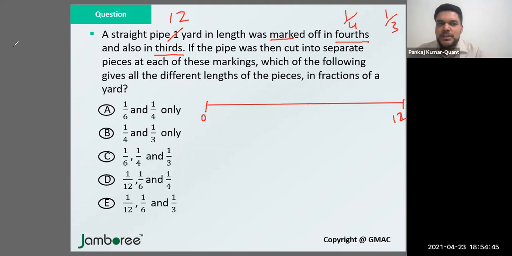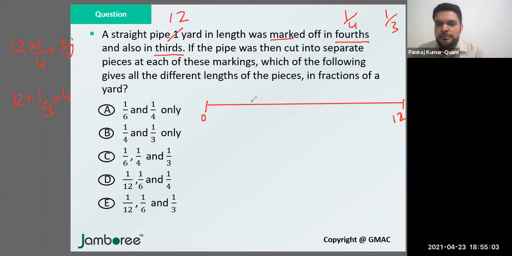But how is it helping? Because 12 yards is there, 1/4 means 3 yards, and 1/3 means 4 yards. Now I'm getting a clear picture. What does that mean? Because 1/4 means 3 yards.